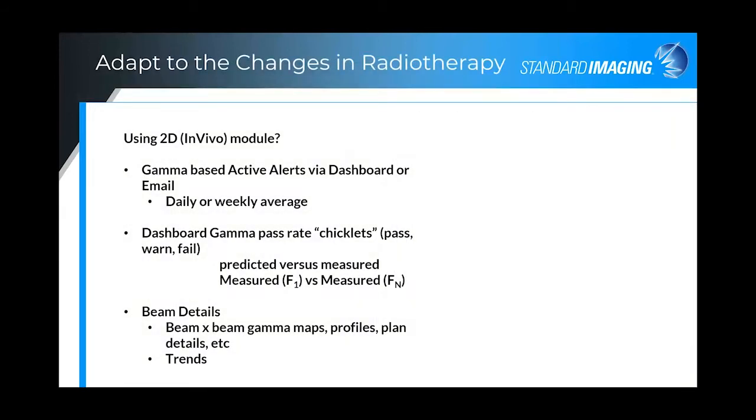So the in vivo module will be utilized to trigger adapting the plan. So the gamma-based alerts are, we use what are called chiclets to designate the gamma pass rates.